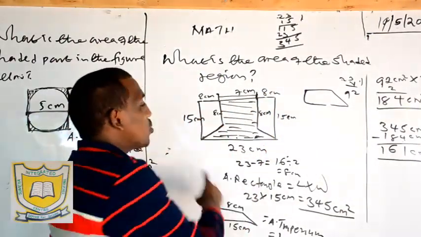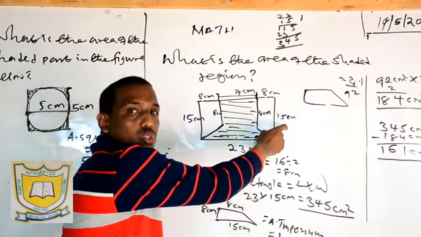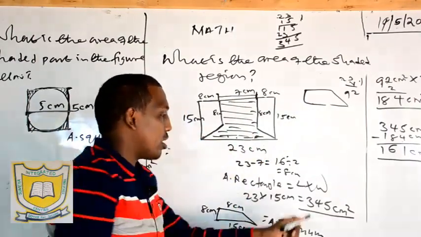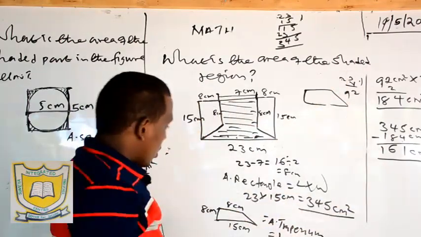What do you do now? You get the area of the rectangle. 23 times 15. Here is 15, here is also 15. 23 times 15, you get 345 centimeters squared, which is the area of the outer rectangle.